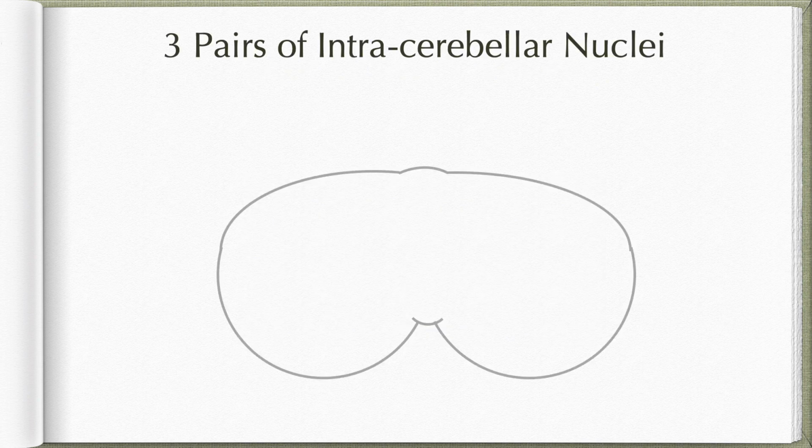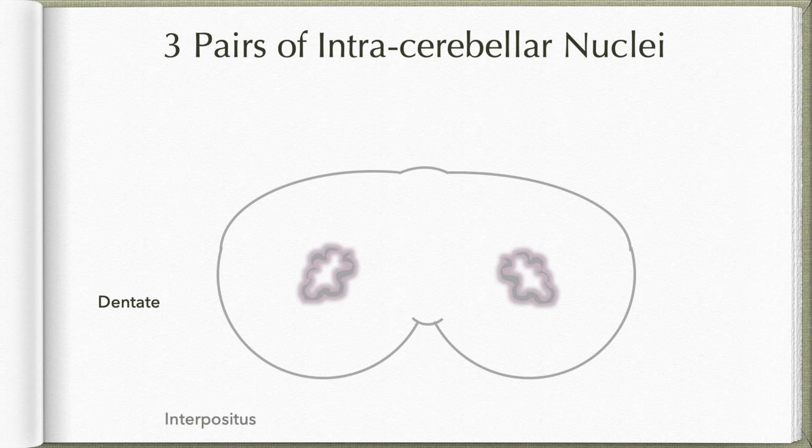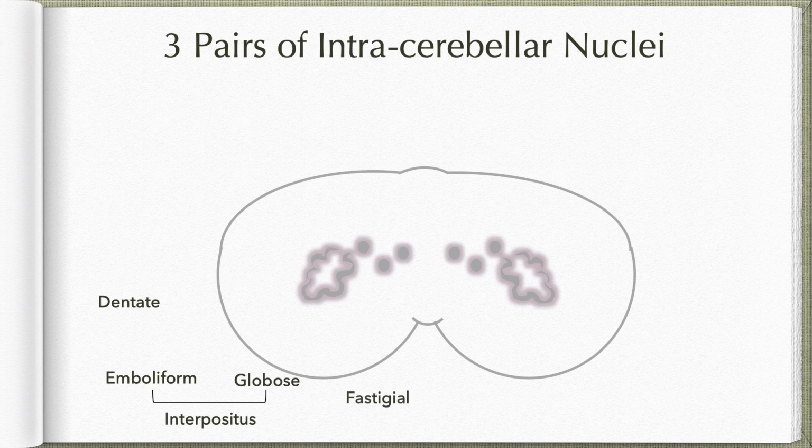Within the core of the cerebellar white matter, it contains 3 pairs of intracerebellar nuclei. The largest of these nuclei are located laterally, known as the dentate nuclei. It is like a folded purse with the hilum facing anteromedially. And then the next nucleus is the interpositus nucleus, which is again made up of 2 parts, an anterior emboliform nucleus and a posterior globose nucleus. And the medialmost nuclei are the fastigial nuclei.